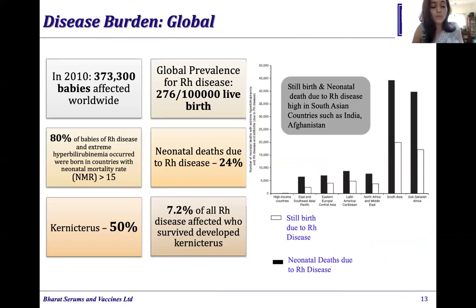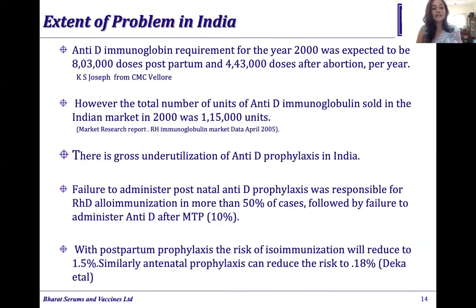Looking at the global burden of Rh negative mothers eventually giving birth to HDN babies, neonatal death due to Rh disease is still quite high in South Asian countries like India. To look at the burden in India, Casey Joseph from CMC Vellore used disease regression techniques to estimate the anti-D immunoglobulin requirement for a year. It was expected to be around 8 lakh doses postpartum and around 4.5 lakh doses post-abortion. However, the total number of units of anti-D sold in the Indian market in the same year was only 1,15,000. So there was a gross underutilization of anti-D prophylaxis in India.